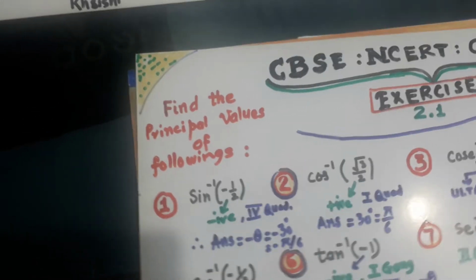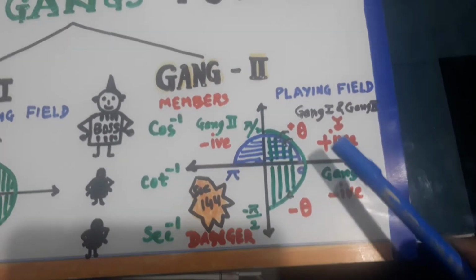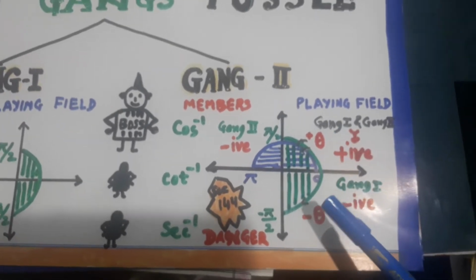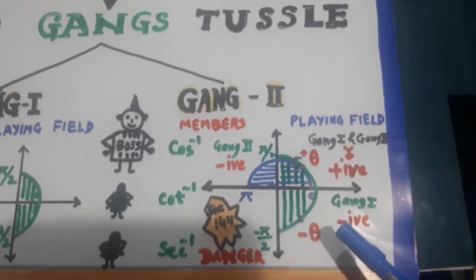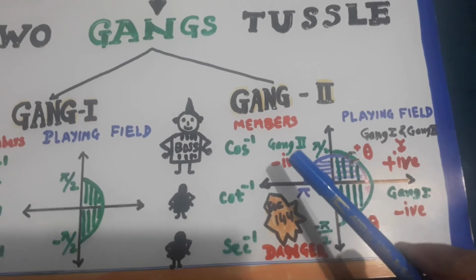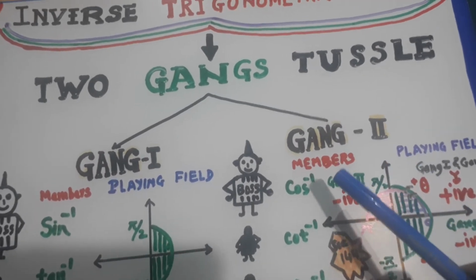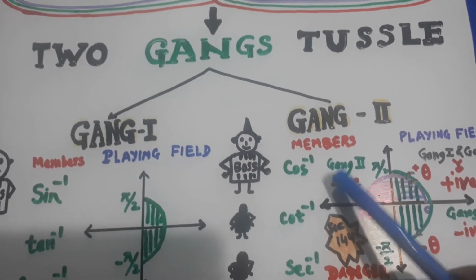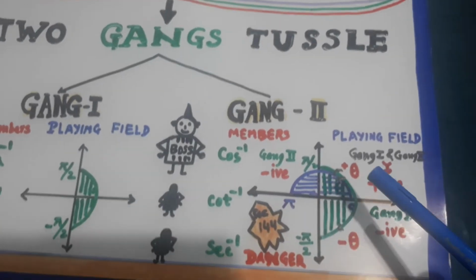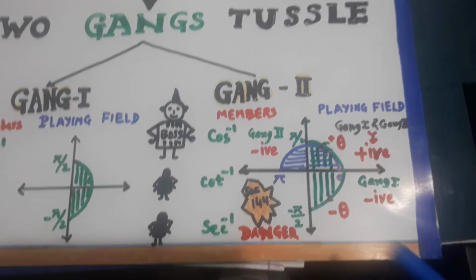In this I told you, in the first quadrant the answer will always come plus theta, and in the fourth quadrant the angle will be minus theta, and in the second quadrant it will be pi minus theta. Gang number 2, it is in the second quadrant, the answer will be pi minus theta. Gang number 1 is negative in the fourth quadrant, its answer will be minus theta.